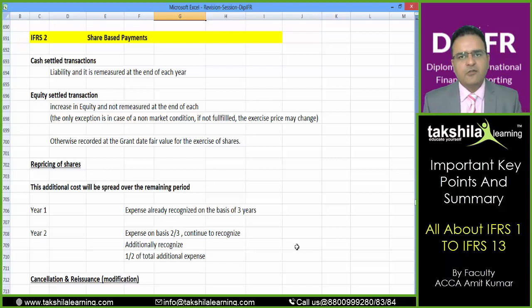But if we base our liability on the value of the share, then depending on the fair value in the market, our liability will keep on changing. So that liability will be revised at the end of each year. We'll be debiting an expense to the P&L account, and we'll be creating a liability at the end of each year, because that liability will be based on the fair value of the share in the market, and we do not know what the fair value of that share will be at the end of each year.